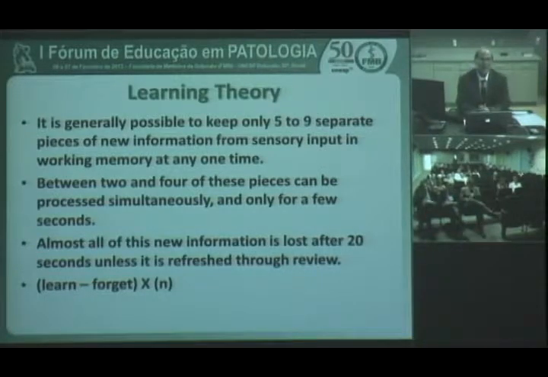If we look at the way short-term learning works, you realize just how difficult the process is. If you're using just short-term active memory, you can keep very few pieces of new information in working active memory at one time. Generally, only 2 to 4 of these can be processed at the same time, and only for a few seconds. Generally, after 20 seconds, you begin to lose it unless you review it. So how many learn-forget cycles are there? I don't know. If we assume it's just one after having read the book through once or listened once to the lecture, we are kidding ourselves, because it takes a lot of review.